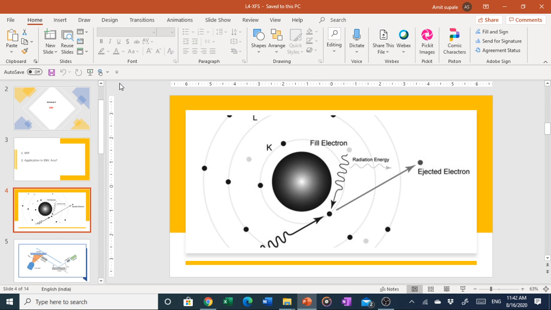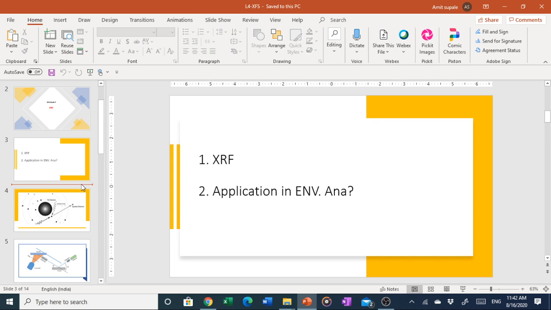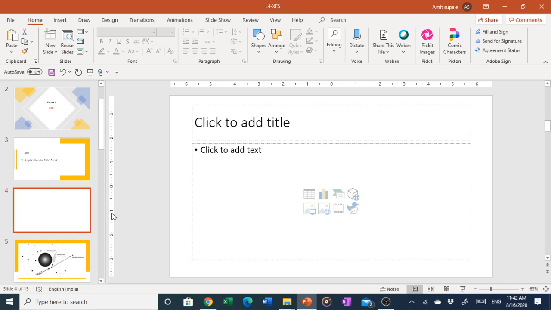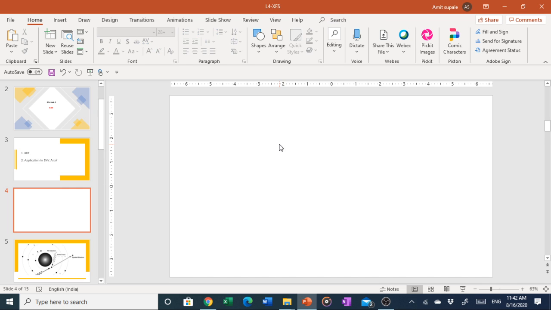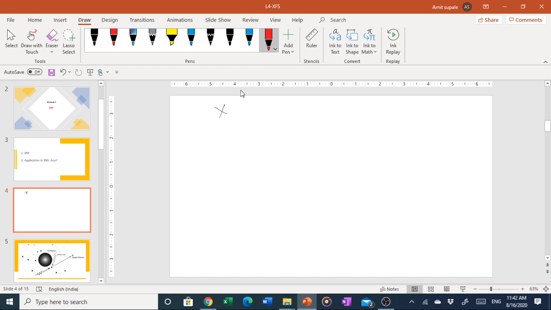So first we will see what exactly X-rays are and how they are used for monitoring of particulate matter. I will show you first what is meant by X-rays.